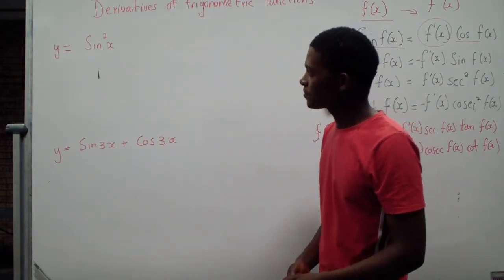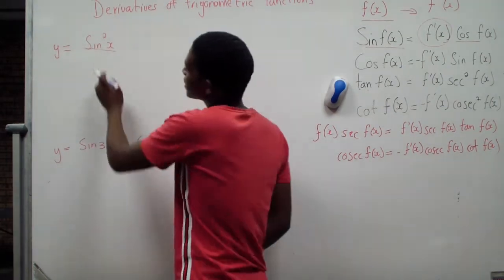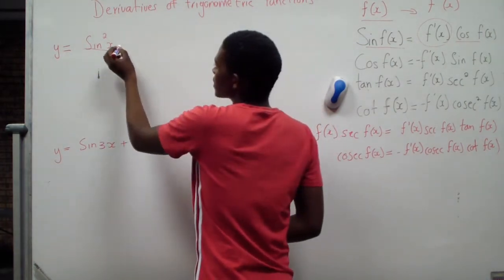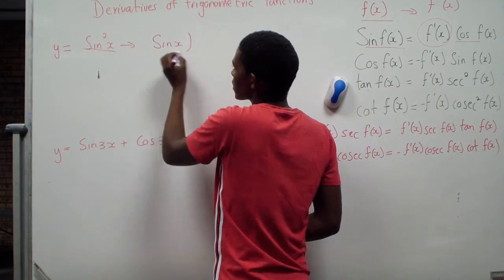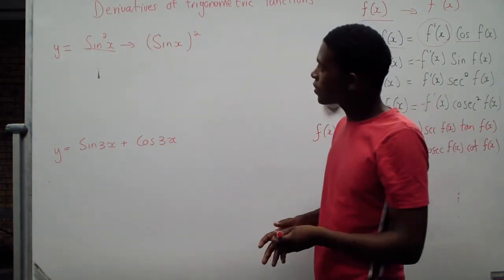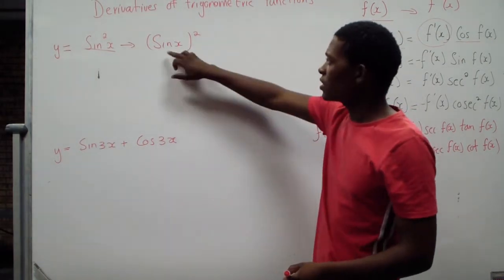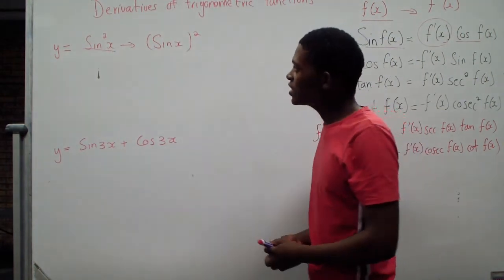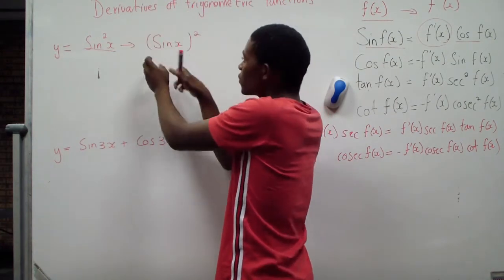So now, I was giving an example. Let me say sine squared x. To not confuse this, you can say you are having sine x, squared. Since you are having a squared, it tells you that you need to derive using chain rule. Remember, with chain rule, you first derive the outer part before you derive the inner part.